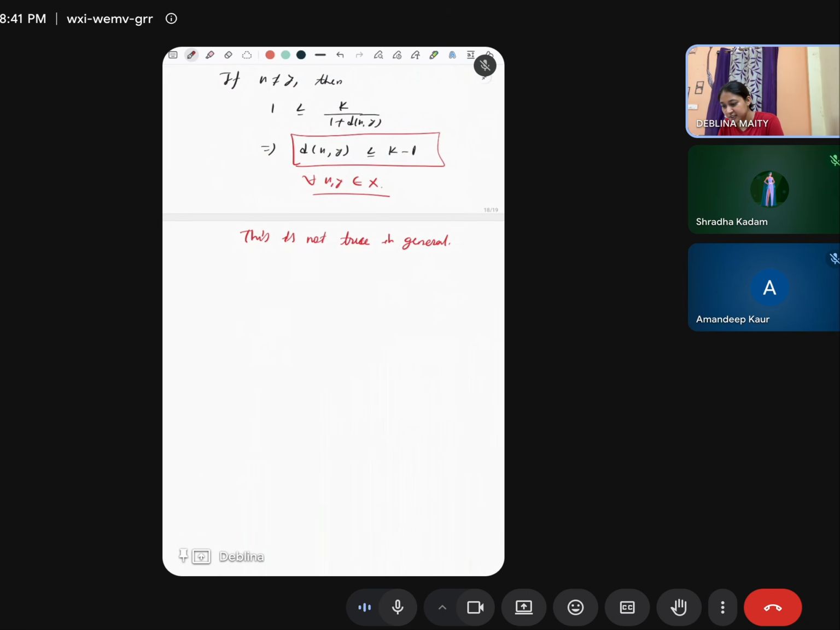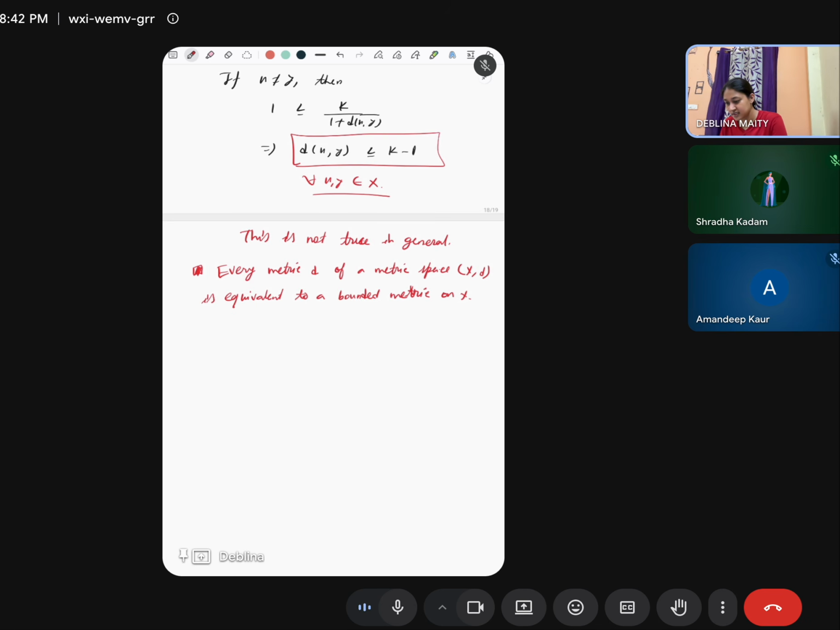So every metric d of a metric space (X,d) is equivalent to a bounded metric on X, right? So this means the topology is the same for d and d1, but it does not determine the boundedness of this metric space, right?